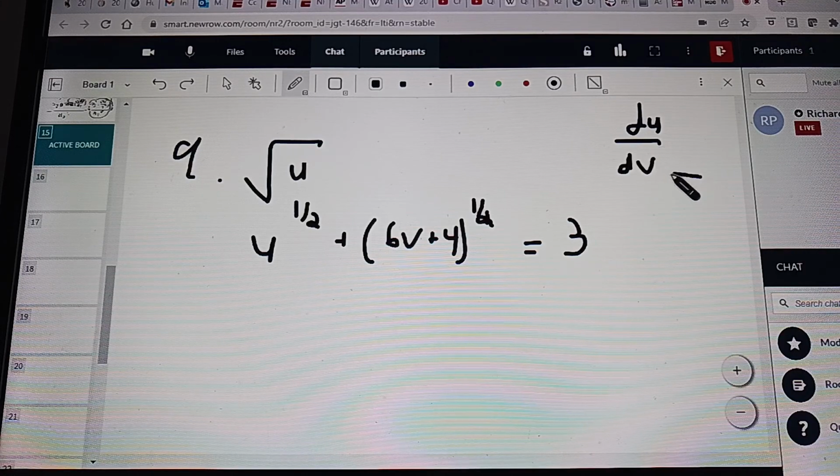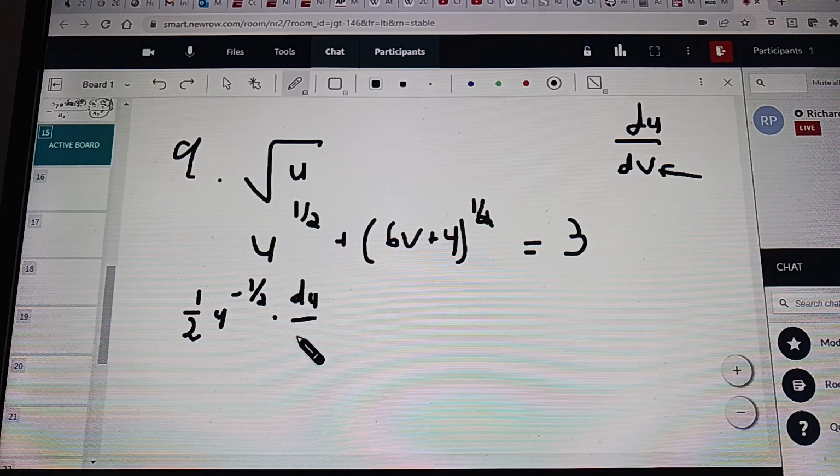The v is the variable of interest, just like dy over dx. So anytime you do a u variable, you have to attach this to it. That's the chain rule part. So the derivative of u to the 1/2 normally would be 1/2 u to the negative 1/2. Remember, we had one of those earlier. But then since u is not the variable of interest, we do need a du over dv attached to that. And that's the part we'll solve for eventually.